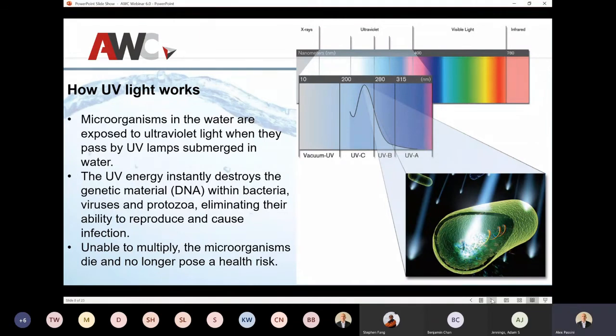So what are we doing? When the microorganisms are exposed to the UV, we've got lamps that are going to be sitting inside of a chamber. As water flows through the lamps, that's how we're inactivating it. The basic thing is we're scrambling the DNA of your bacteria. This applies for bacteria, viruses, and protozoa.